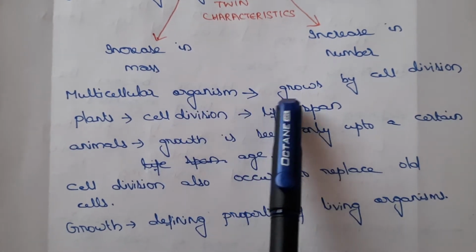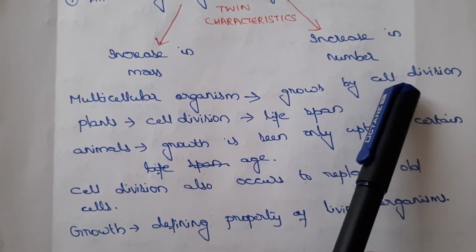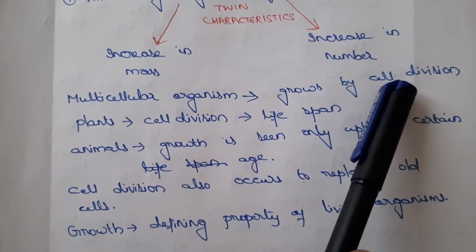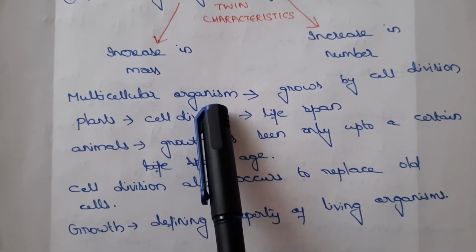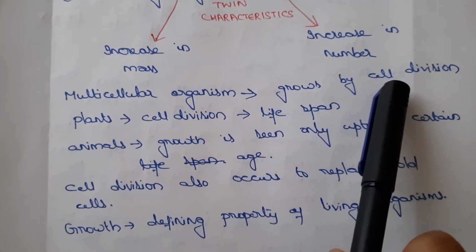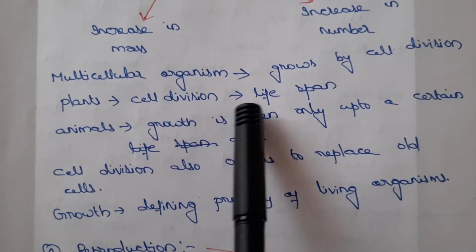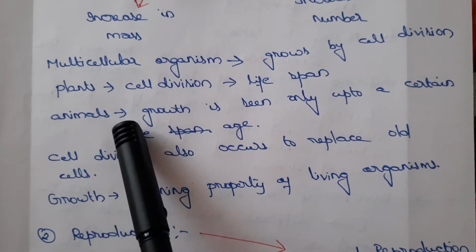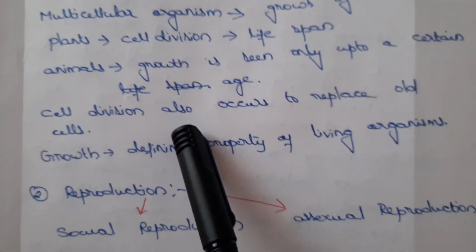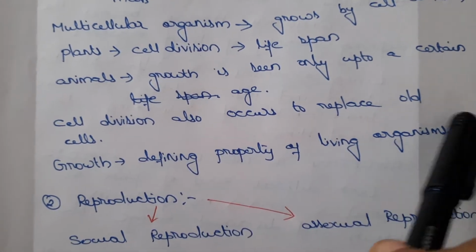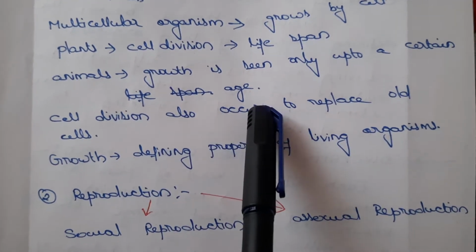The multicellular organisms grow by a process known as cell division. We have generally 2 different types of cell division, that is mitotic cell division and meiotic cell division. We shall discuss that later. If we observe plants, we see that cell division occurs throughout their lifespan, whereas in animals, growth is seen only up to a certain age. Cell division may also occur to replace the old or dead cells.